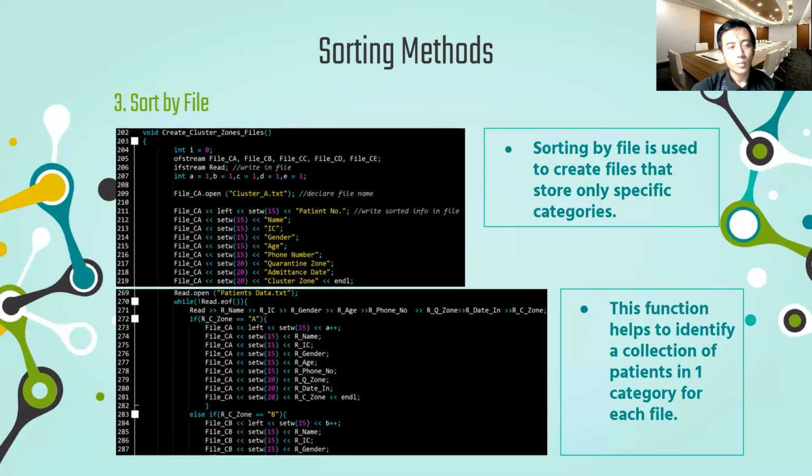The third one is the sorting by file. Basically, the sorting by file is used to create files that store only specific categories. So for patients, we can collect a collection of patients in one file with only one type of category. We can make different files with different categories. So that is the sorting by file.